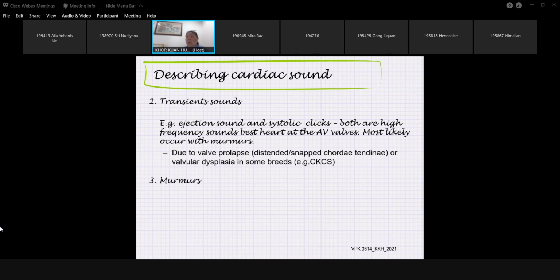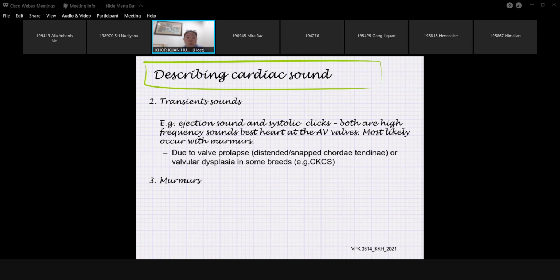Okay, if you hear something like lub dub and a click after that, then you might want to really listen again. It might be there truly or it might not be there. But if you do pick them up, it could be due to valve prolapse or distension of the left ventricle, or perhaps the chordae tendineae has already snapped. Or some of these dogs had valvular dysplasia in some breeds. And when I say dysplasia, often this is a congenital disease.